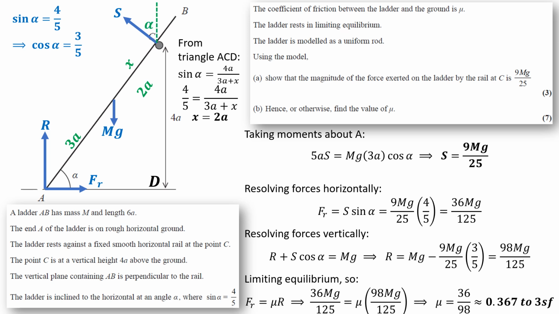Incidentally, if you're confused about how the S sine alpha and the S cos alpha came about, the angle between S and the vertical is alpha. If that's helpful, draw on that extra line for yourself and mark on the additional angles when you reach that point.